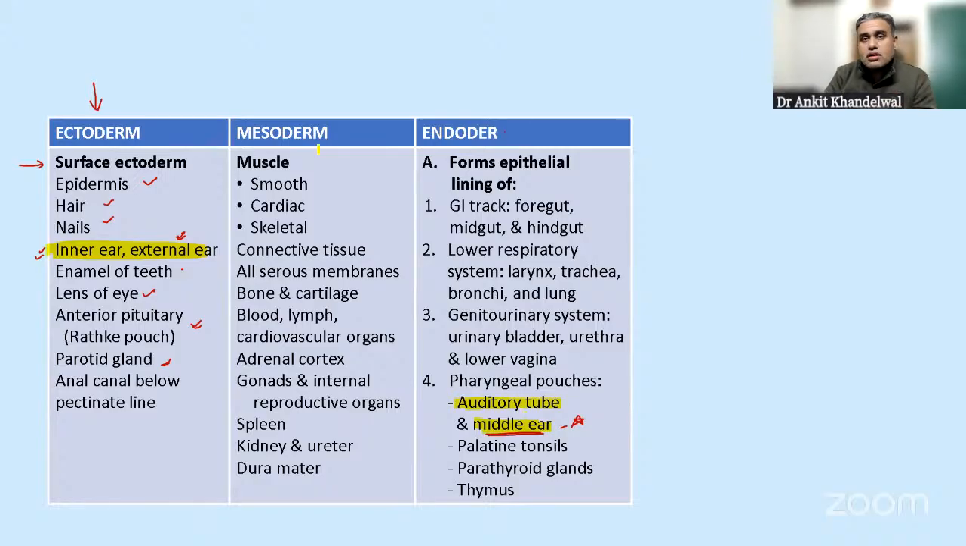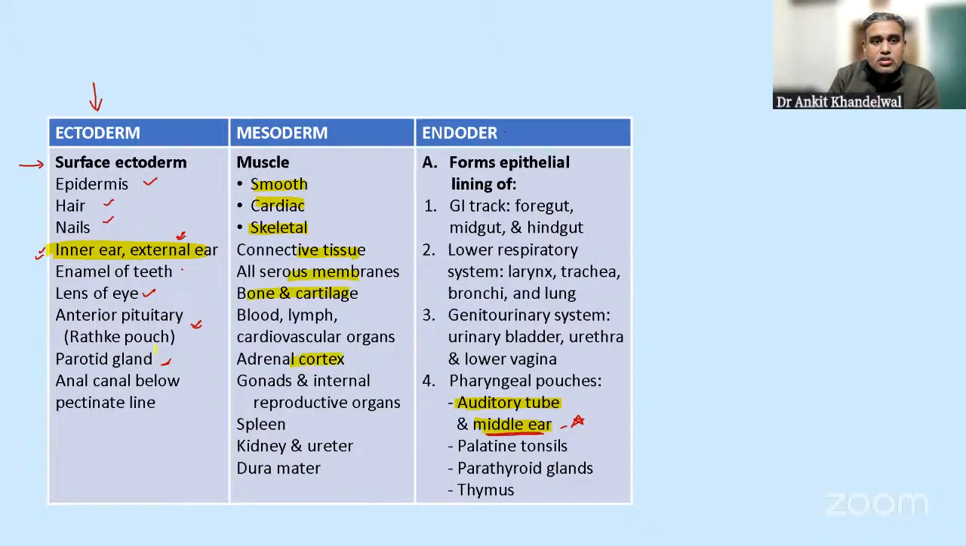Then look at the mesoderm, the one that is actually very diverse. You can say it has a numerous number of portfolios. It forms nearly all types of muscles except a few muscles. I will give you a question also. Connective tissue, all serous membranes, bones, cartilage, blood, lymph, cardiovascular, adrenal cortex.